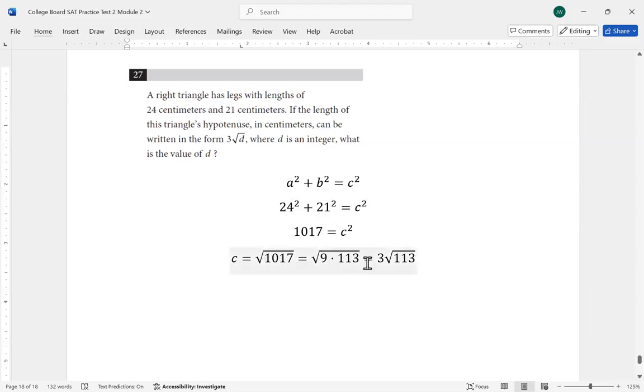Now the question isn't asking me for the length of the hypotenuse. It's only asking me for the d part, where d is an integer. So the answer here is that d is equal to 113. So the answer to 27 is 113. And that's it.